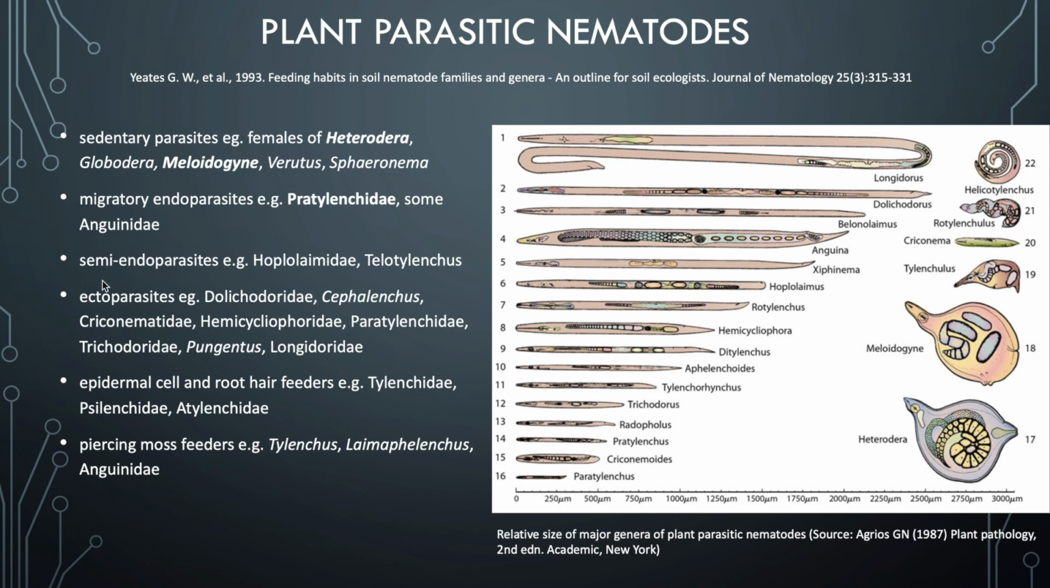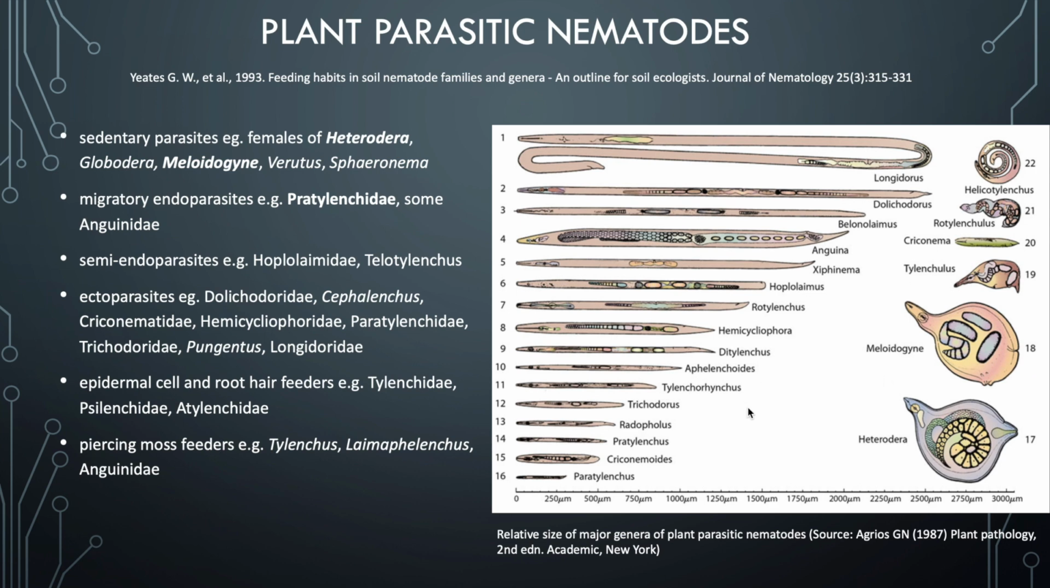There are also semi-endoparasites. So that means that part of their life cycle can be lived out outside of the plant. And there are ectoparasites. So these don't actually require the plant tissue to live inside of. They feed externally on the plant. And there are also epidermal cell and root hair feeders. So they specialize in just feeding on the epidermal cells of the roots and the root hairs themselves, as well as piercing moss feeders. So these specialize in feeding on mosses.